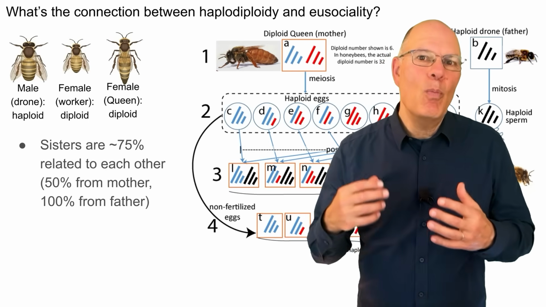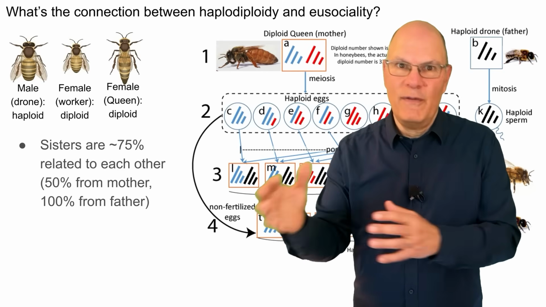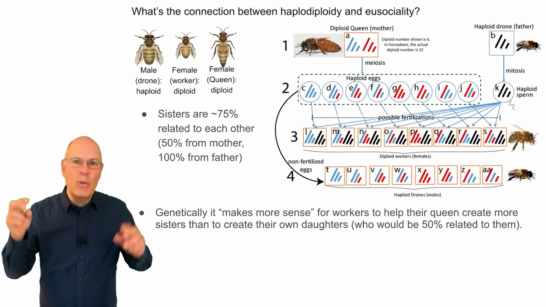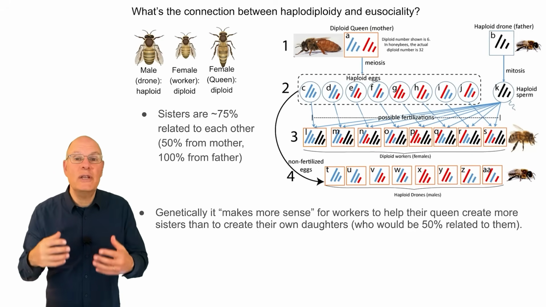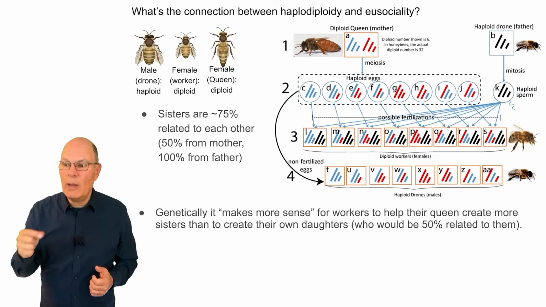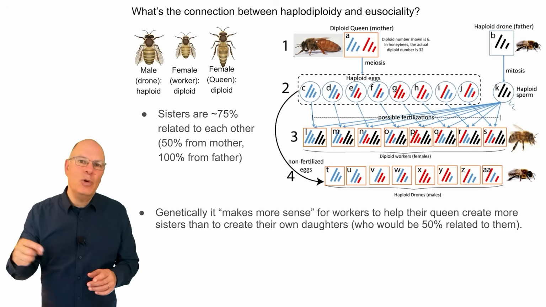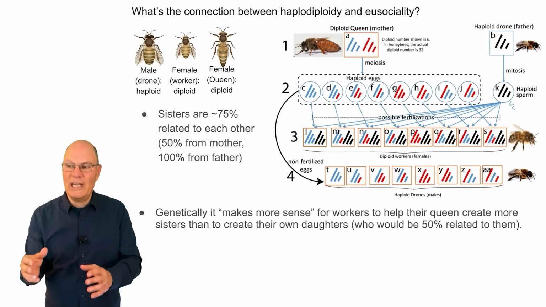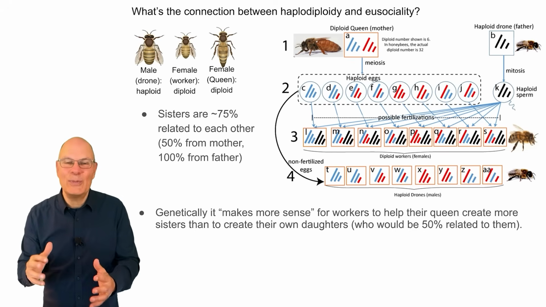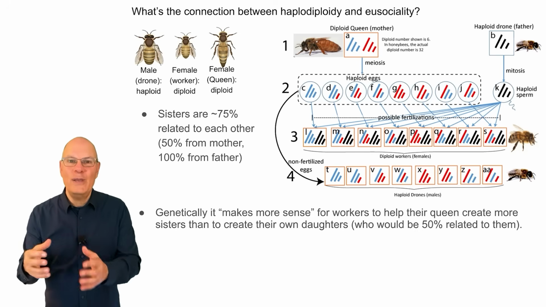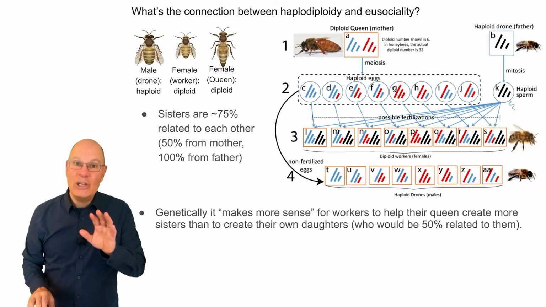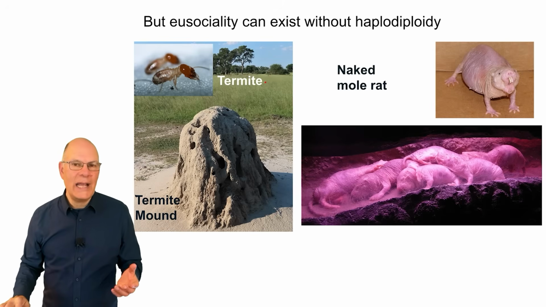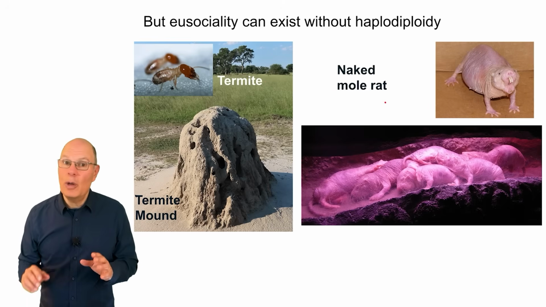That means that they're more related to one another, to their fellow sisters, than they would be to their own offspring. That means that genetically it makes more sense in terms of the inclusion of their genes in the gene pool for workers to help their queen create more sisters than it would be for the females to reproduce themselves, because their own daughters would be 50% related to them. So that is a genetic explanation for the altruism of the female workers within a beehive. And just to emphasize something, eusociality can exist without haplodiploidy. Termites are not haplodiploid, and they are eusocial, and that's true of the naked mole rat as well.